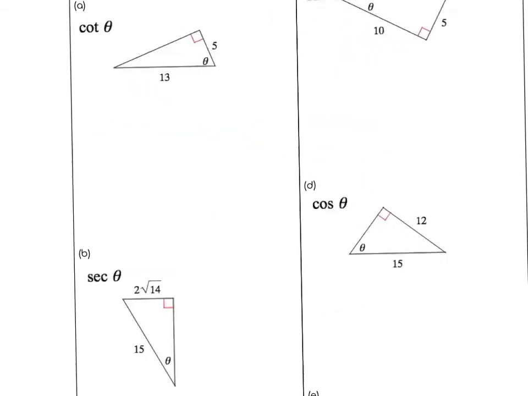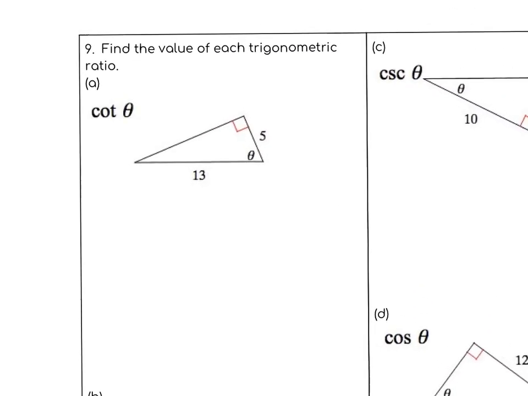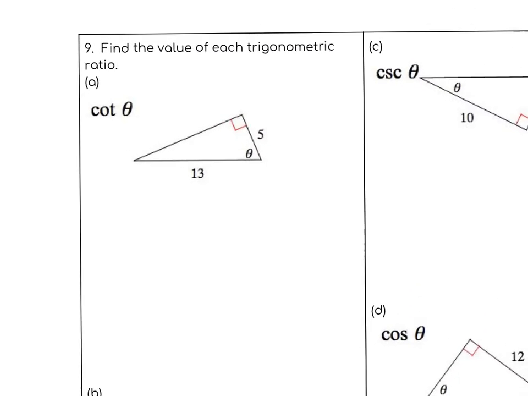Looking at number 9, we're going to have to find the value of each trig ratio. Cotangent, I know, is the reciprocal of tangent, which is opposite over adjacent. If I label my triangle, here we've got our opposite, our hypotenuse, and our adjacent. So tangent of theta would be the opposite. Oh man, I don't even have that yet. I've got to Pythagorize to get the third side.